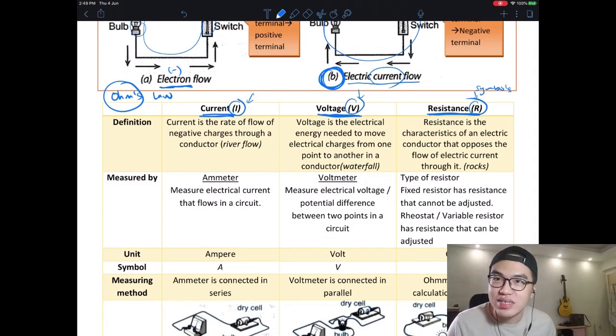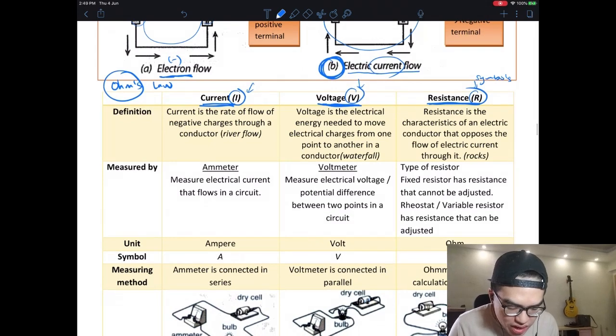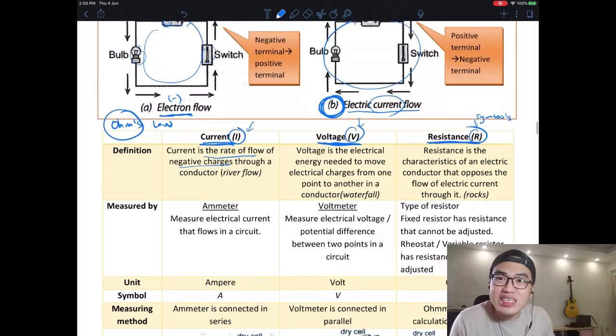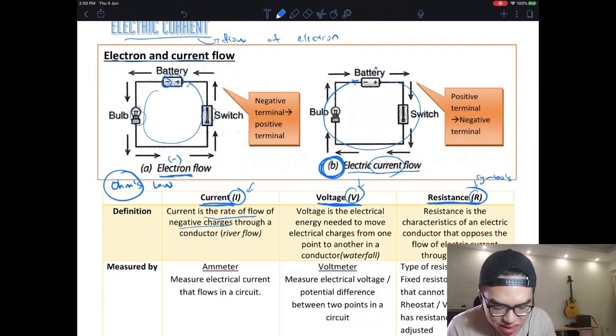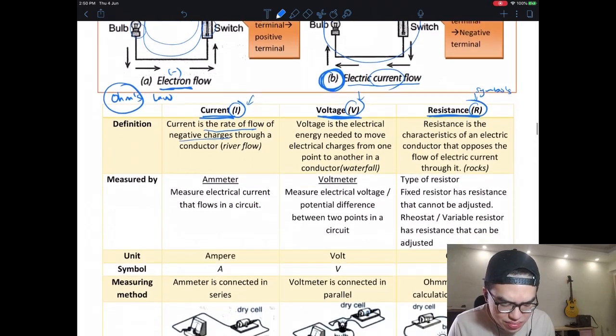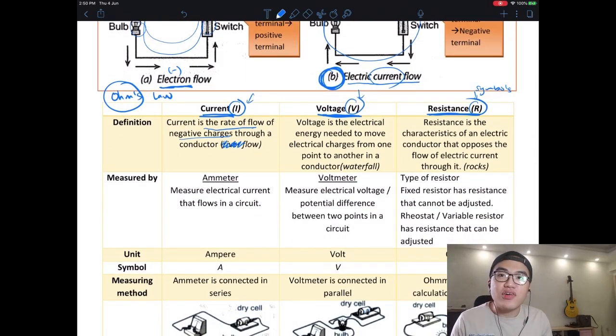What is current? Current is the rate of flow of negative charge. You might think, what the hell is that? Think of it this way. Just imagine electricity is a river, flowing from one end to the other end. Electric current, I don't like to use this, you can cancel this. Think of it this way: electric current is the width of the river.